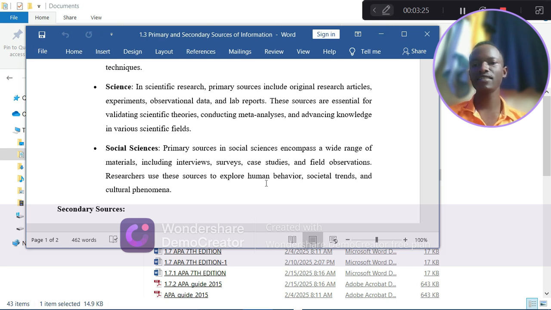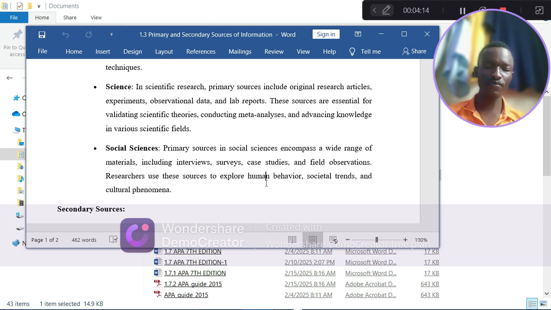Before I go to secondary sources of information, you have to know that these primary sources of information have advantages, and one of the important ones is that primary sources provide direct evidence about a topic. They also serve as the foundation for research or analysis, and allow researchers to interpret raw data and personal accounts without intermediary influence. So these are the importance of primary sources.